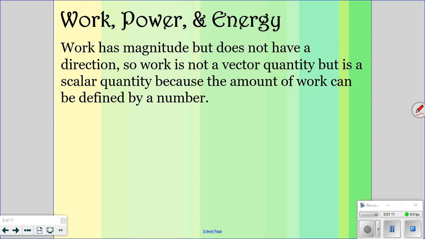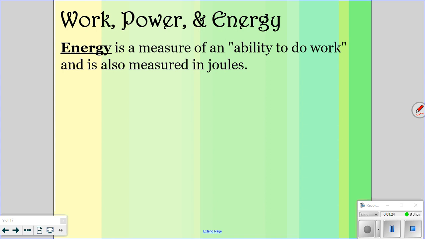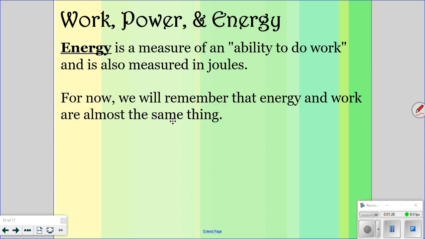Work has a magnitude, but it does not have a direction. So work is not a vector quantity. It's just a scalar quantity because the amount of work is just defined by a number. You can't give a direction to work. Energy is a measure of an ability to do work, and it's also measured in joules. For now, we're just going to remember that energy and work are almost the exact same thing. They're different, but we're going to just focus on that they are very, very similar right now.